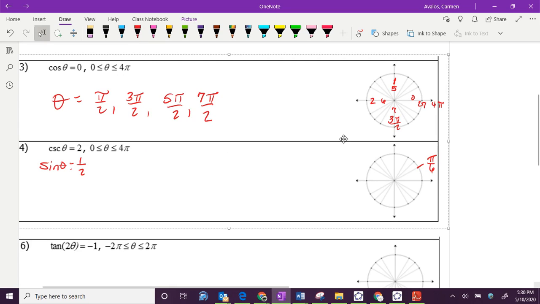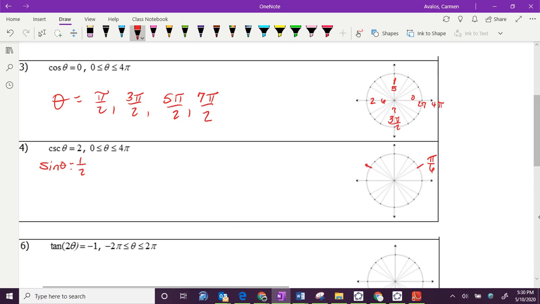Again, we're looking at radians, so I have to work with radians. I know it's going to be there, but it's between 0 and 4 pi, so that means I'm going to have to go around twice. But first of all, cosecant and sine follow the same way, so it's going to be right here. I'm going to do some counting on there: 0, 1 pi over 6, 2, 3, 4, 5. So I know it's going to be at 5 pi over 6.